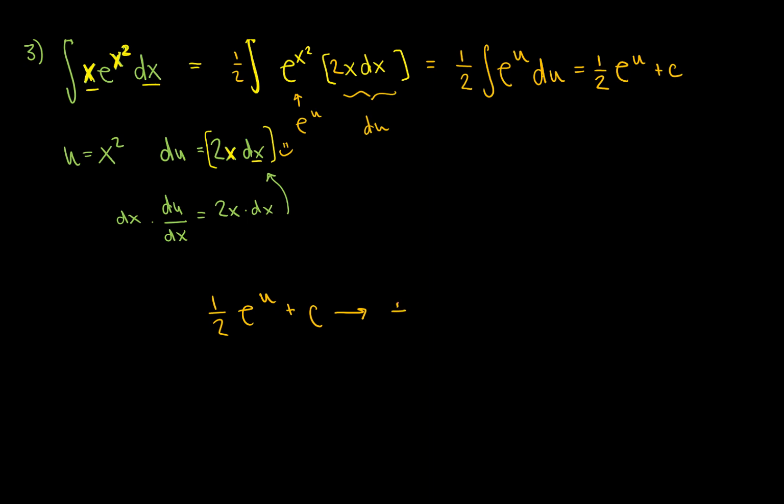Now I can do the back substitution. So here I've got my 1/2, and then it's e to the u, where u is x squared.